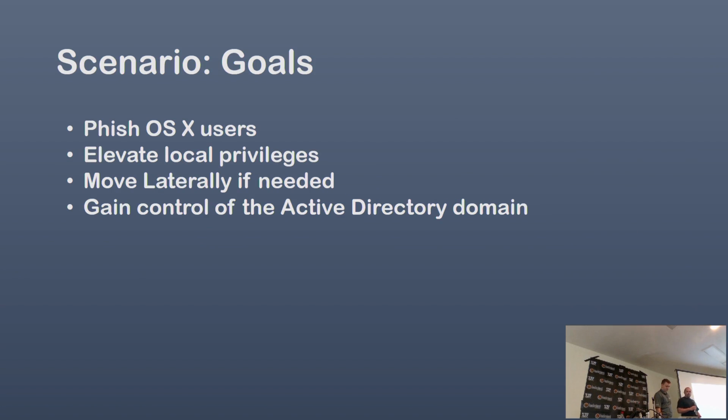So the goals for this: we want to phish some users. We want to elevate local privileges, of course, which is a little different on OSX than it is on Windows, as most of you know. We want to move laterally if needed. We have different options available to us. And gain control of the Active Directory domain. That doesn't mean physically get on there. We just want to know that we have access as a DA in this scenario.